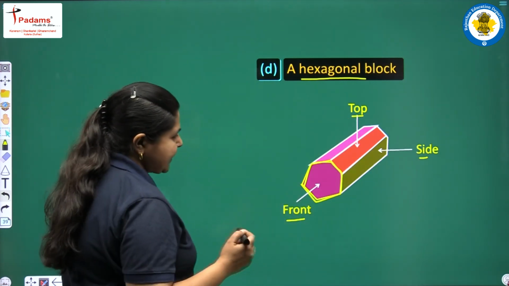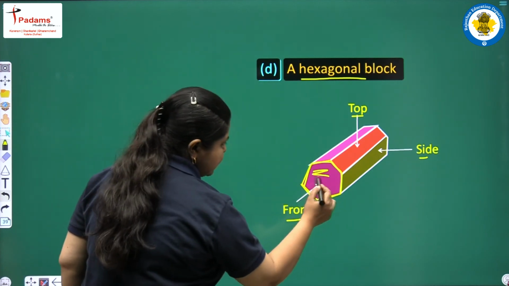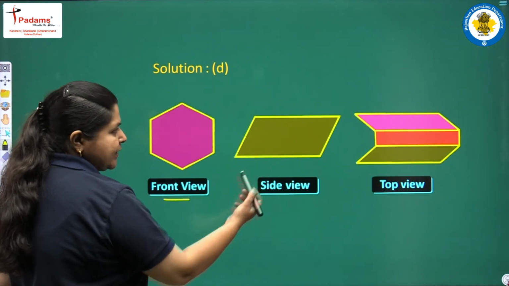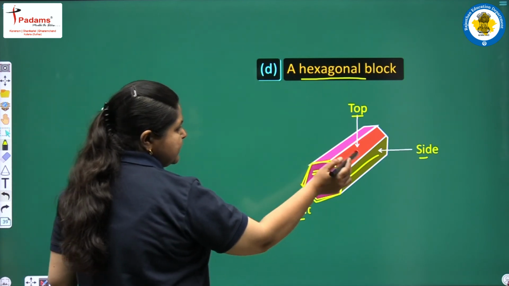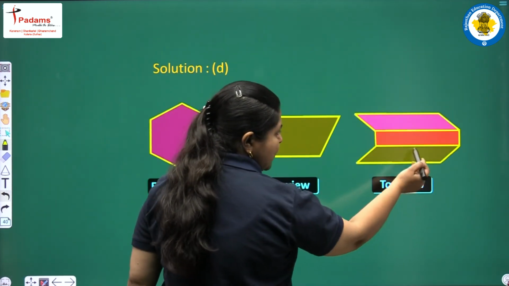And you can get the pictures in this way. This is the front view. As you will see, this will be the front view, then this will be the side view as we have drawn here, and then the top view will be resembling these three faces, and so this is the top view.